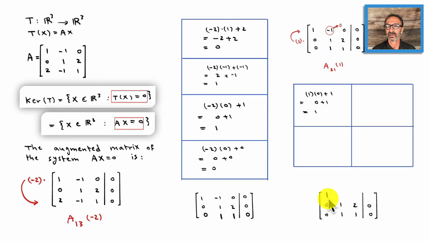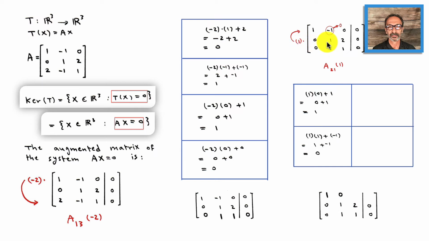Now, 1 times 1 is 1. Add it to -1. That's my second part.